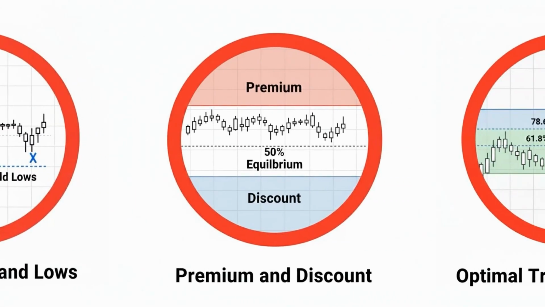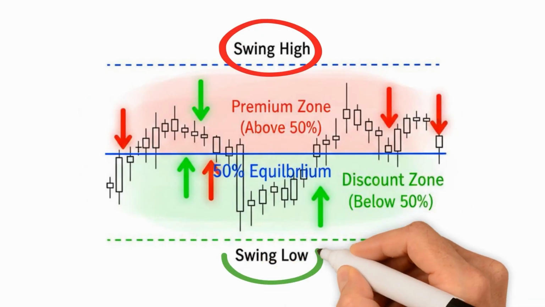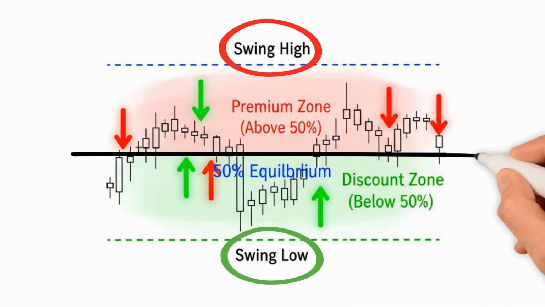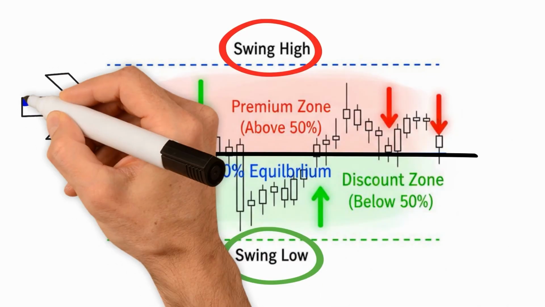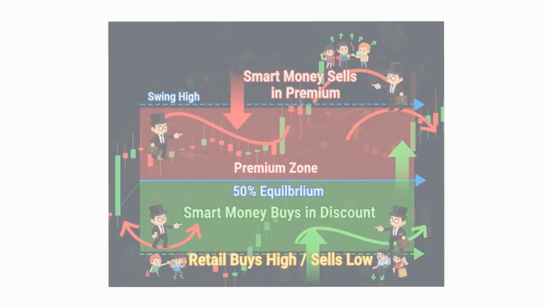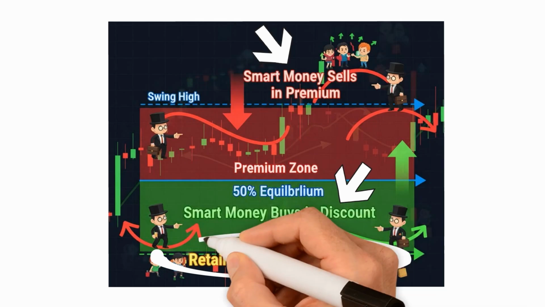Premium and discount. The market is always moving within a range, from a swing high to a swing low, or vice versa. Dividing that range in half gives you two zones: premium, above 50%, and discount, below 50%. Smart money sells in premium and buys in discount. Retail often does the opposite.